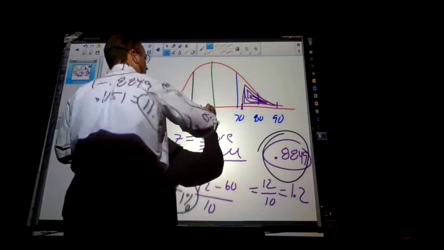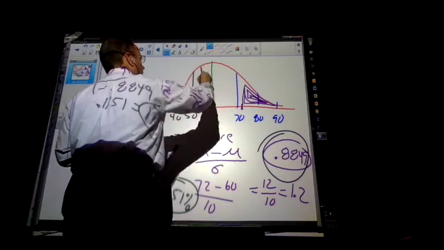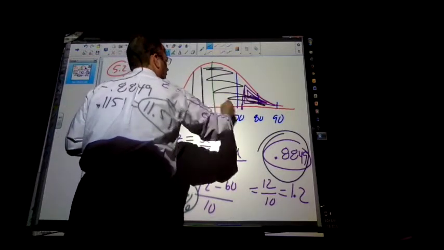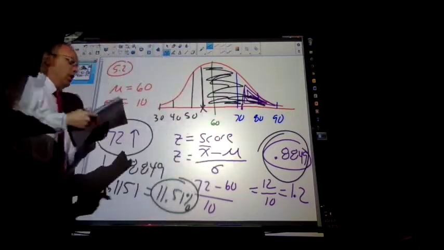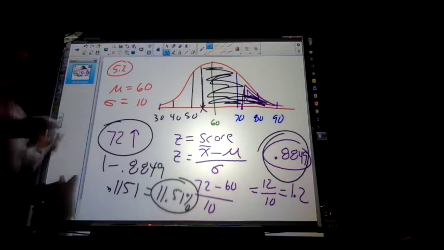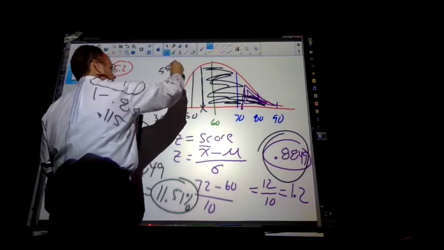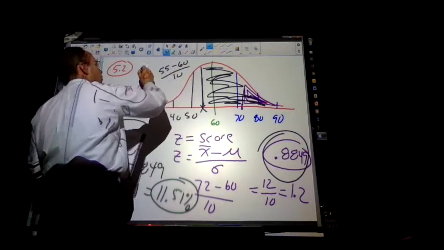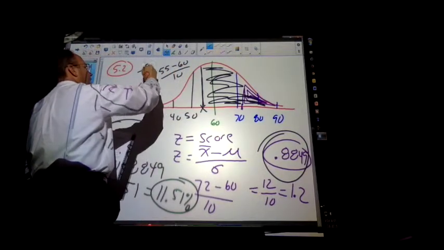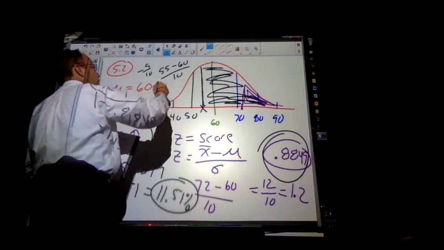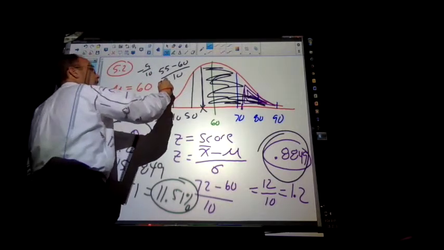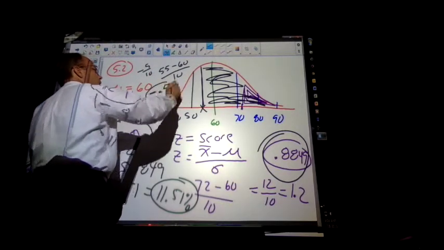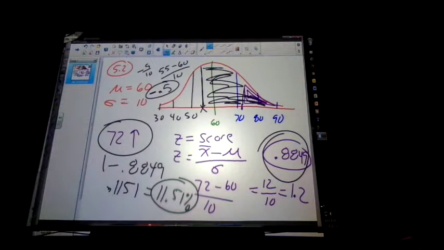Okay? What proportion of the airbags take longer than 55 milliseconds to inflate? So 55 milliseconds would be here. Okay? Again, you want the area all over here. So you're going to find the Z-score. That comes out to 55 minus 60 over 10, so that gives me negative 5 over 10, so negative half or negative 0.5. Should that score be negative?